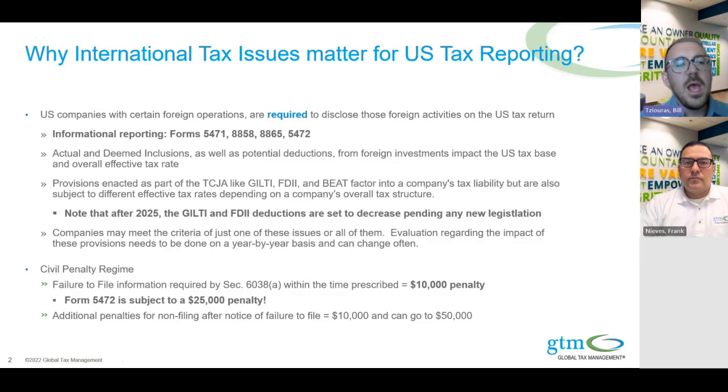So companies that meet any of these criteria may have to report these items on their tax return. Another reason why this information reporting is so important is that civil penalty regime. So failure to properly report, both not reporting at all or reporting inaccurately, could subject the taxpayer to $10,000 penalties, and that is per form per year. We also want you to note that Form 5472, as of, I believe, 2018, is now subject to a $25,000 penalty itself.